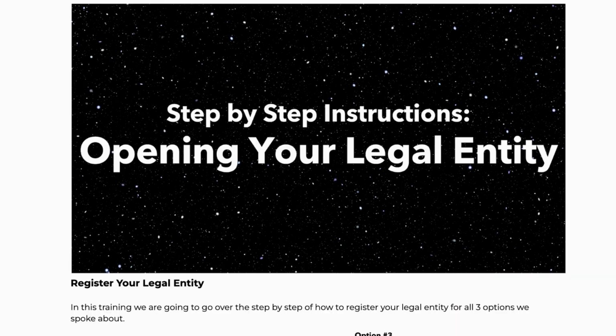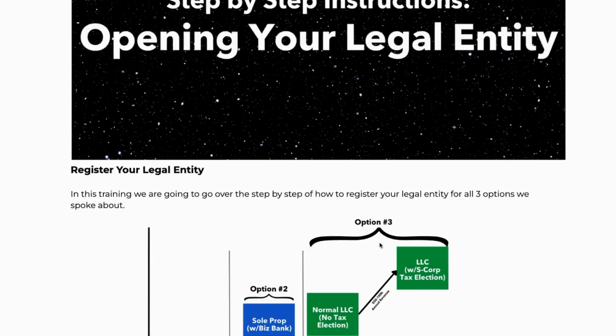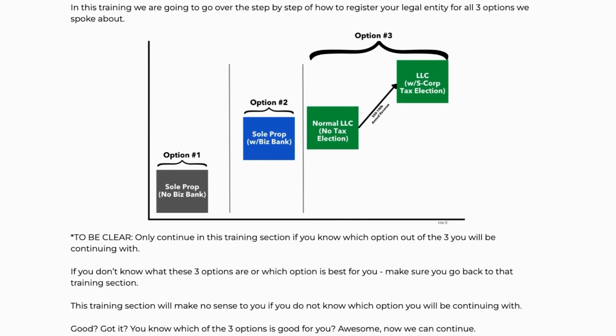All right, welcome to this training where we are going to be going step by step through each of the 3 options to go ahead and get your legal entity set up and opened up. Okay, so in the previous training, we did go ahead and talk about the 3 options when it comes to your legal entity. Now, to make this extremely clear, we did say at the end of the previous training that you do not want to continue with this training section if you have not made sure what option you will be going with, right?